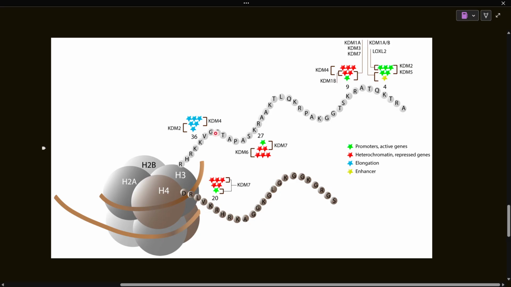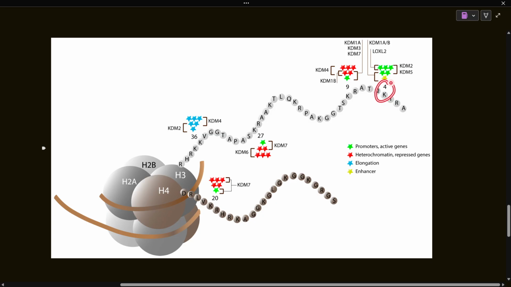Here you can see this is the fourth residue, H3K4. This is the ninth residue, H3K9. Again, this is the 27th residue, H3K27, and this is the 36th residue, H3K36. And this is the H4 protein. Here you can see this is the 20th residue. So this is H4K20.